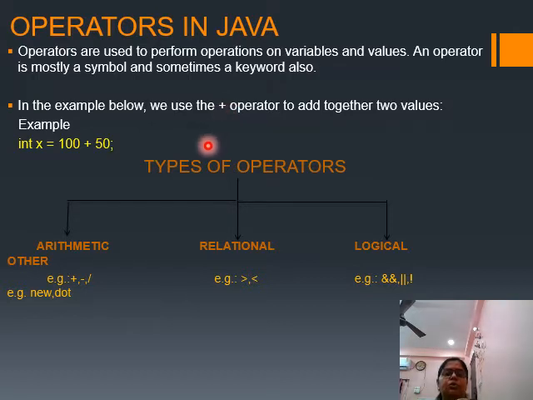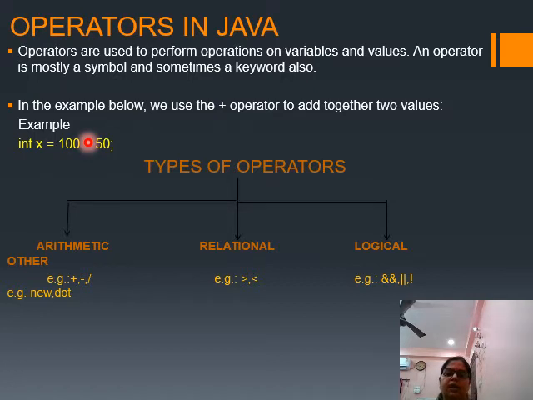We are just going to take a simple example. You must have learned all this in maths. You are very much familiar with operators from your math subject. In the example below, we use the plus operator to add two values. See, int x = 100 + 50, here plus is used as an operator.